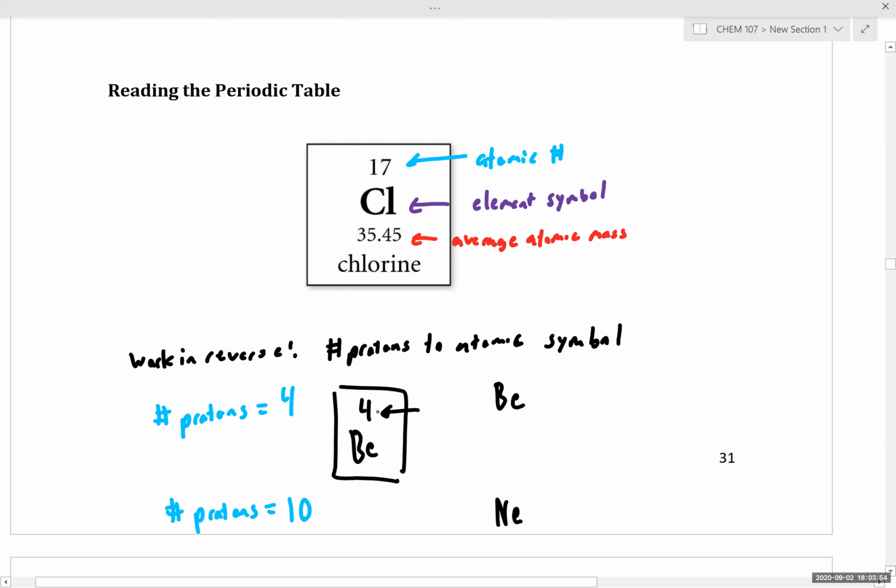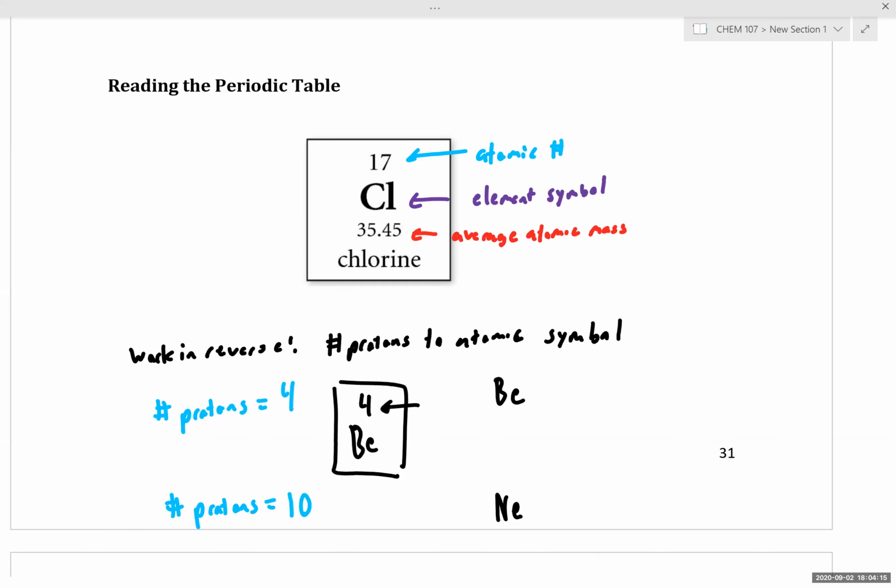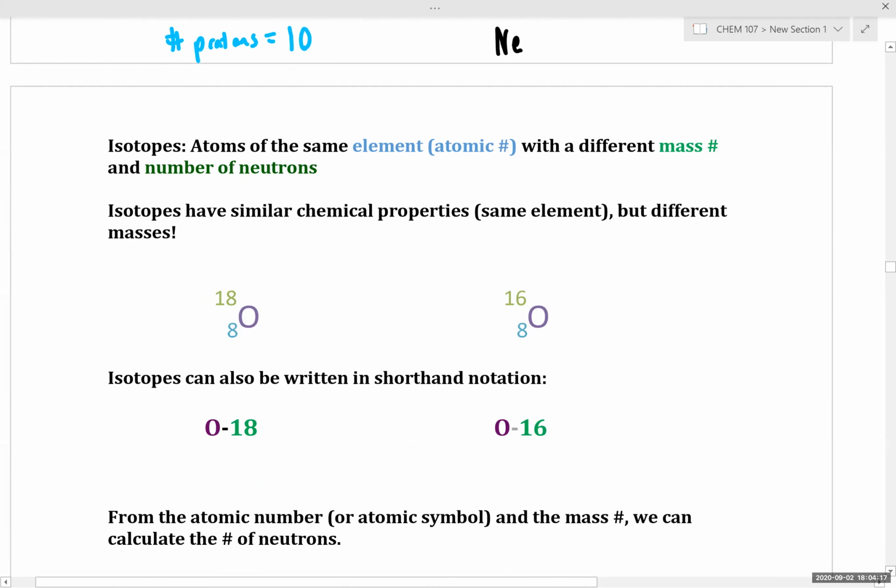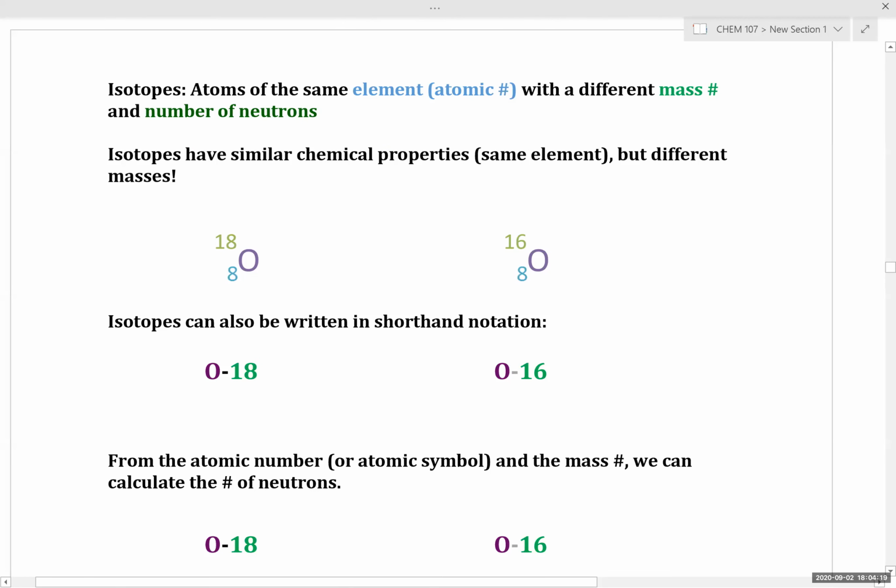Do these ideas make sense to everyone so far? Any questions on these examples? Any questions so far? If not, let's keep going and let's talk about our mass number now.